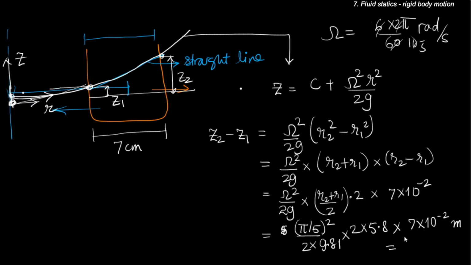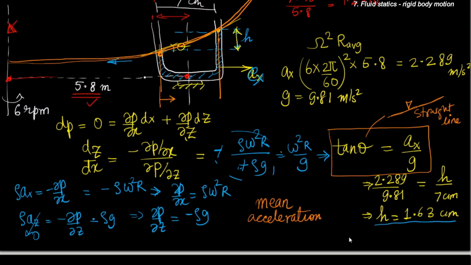And let me crunch this into my calculator. So pi by 5 squared divided by 2 into 9.81 times 2 times 5.8 times 7e minus 2. So this comes out to be 0.01633 meter. Essentially, this answer is also 1.63 centimeter. This is the same as what we had obtained earlier as well.